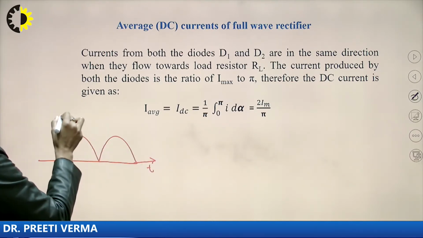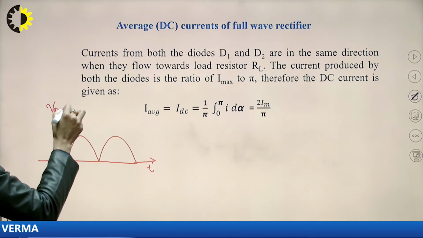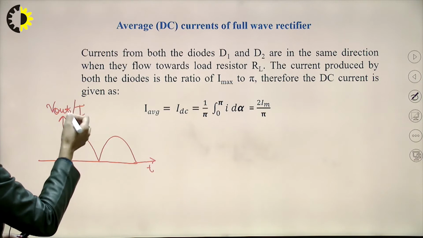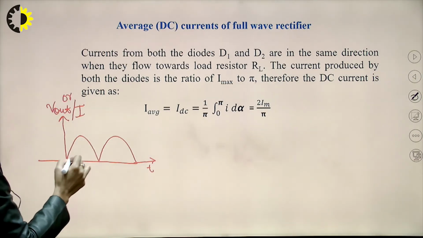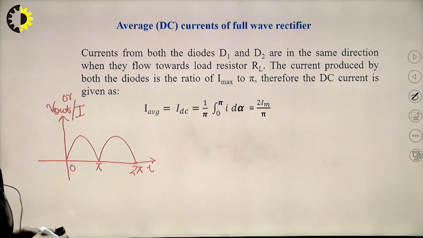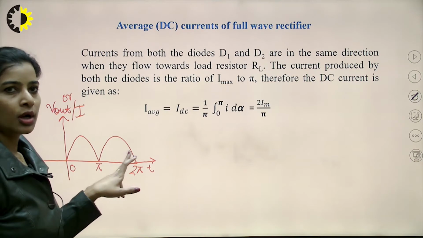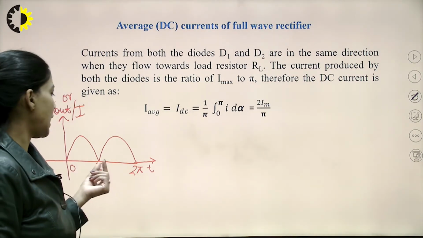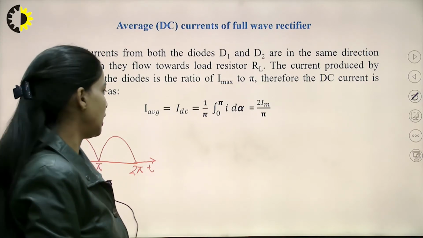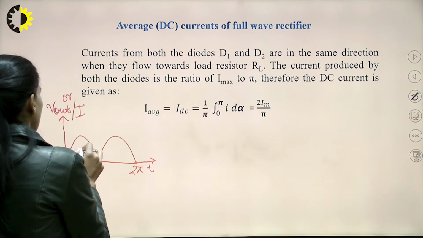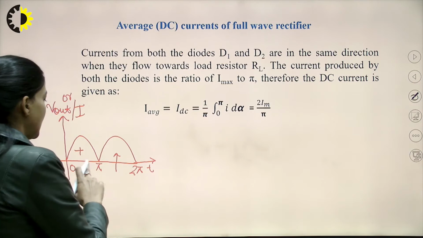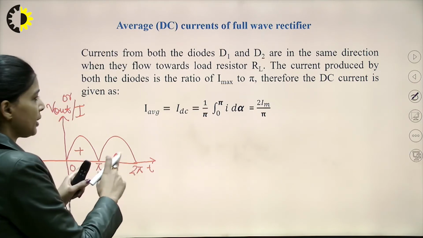This is time t and output voltage, or I have written I, so we can take it I also, V or I. So 0, pi, 2 pi. So this 0 to pi output is for the positive half cycle of input, and this pi to 2 pi is for the negative half cycle of the input. So we are getting it for the positive as well as for the negative cycle of the input, and this output is repeating after pi.